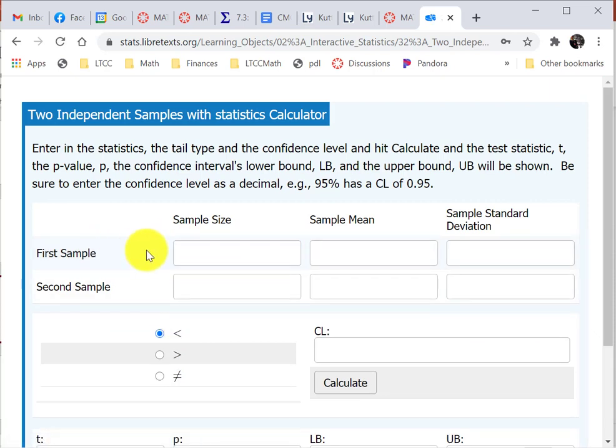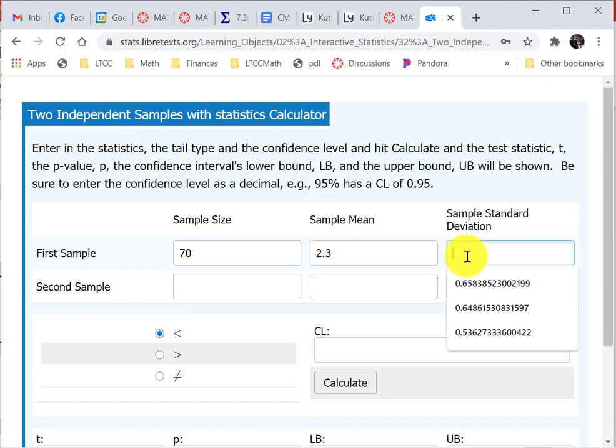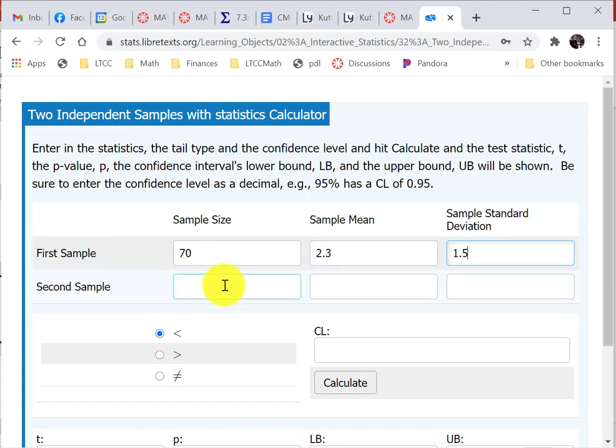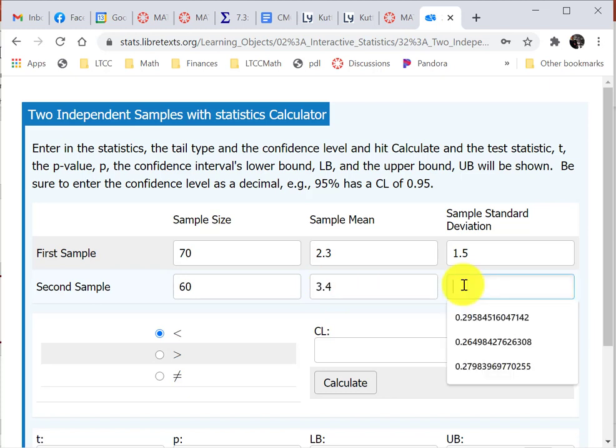And for the first sample, which will be the men, I put in the sample size, which is 70. The sample mean is 2.3. The sample standard deviation is 1.5. For the women, that's the second sample. The sample size was 60. The sample mean was 3.4. And the sample standard deviation was 2.8.